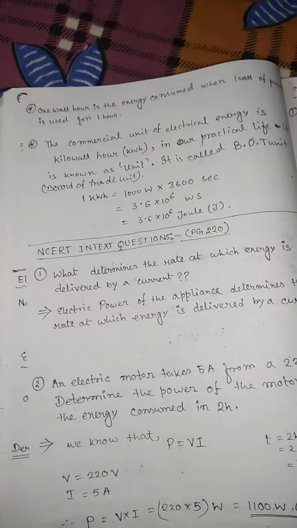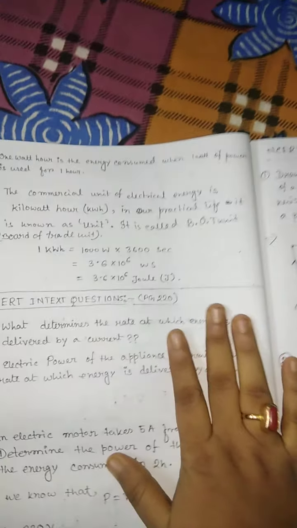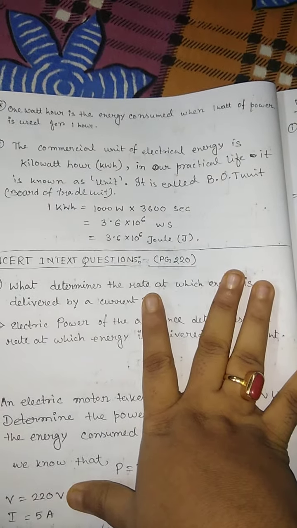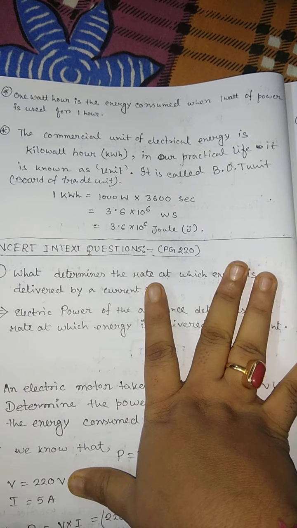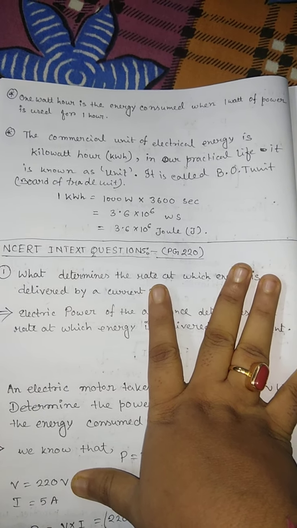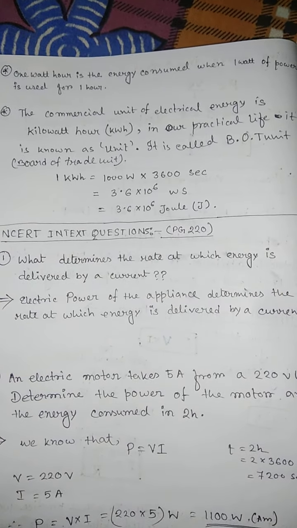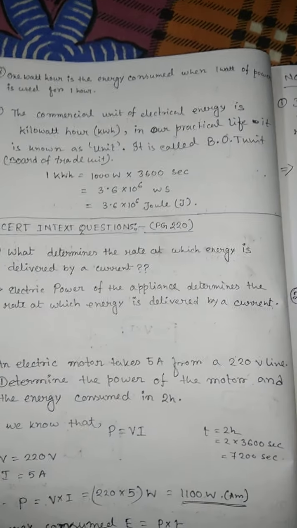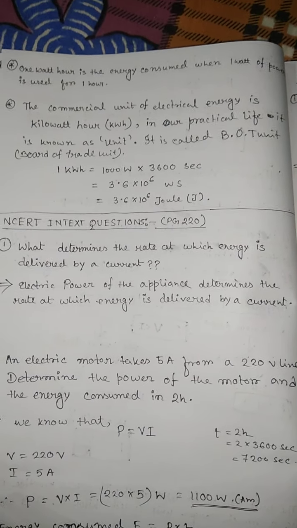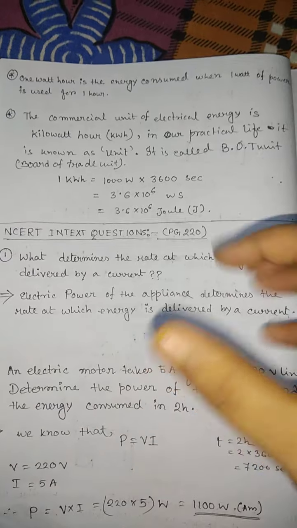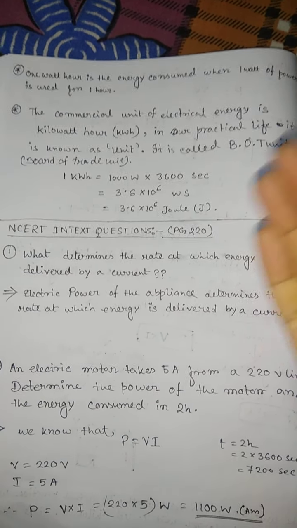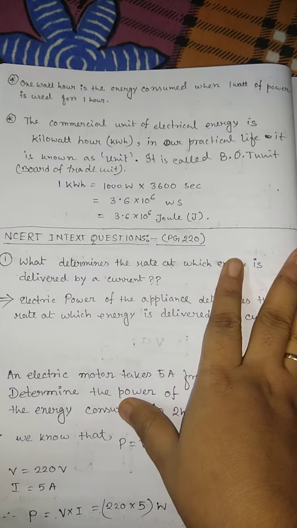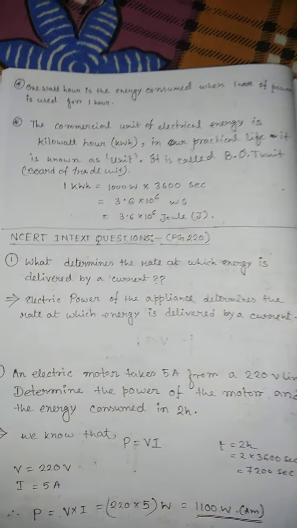Next, how do we define 1 watt hour? 1 watt hour is the energy consumed when 1 watt of power is used for 1 hour. Suppose an electrical appliance, such as an electric fan or electric bulb, is used for 1 hour, then how much electrical energy is consumed? That is called 1 watt hour.